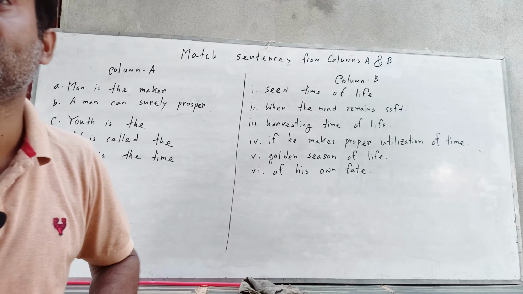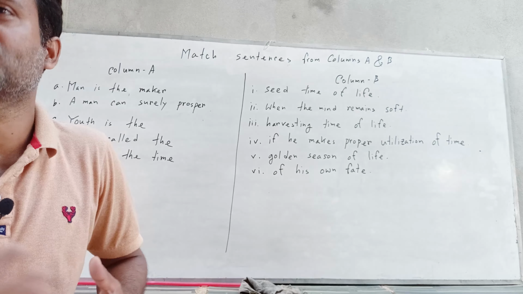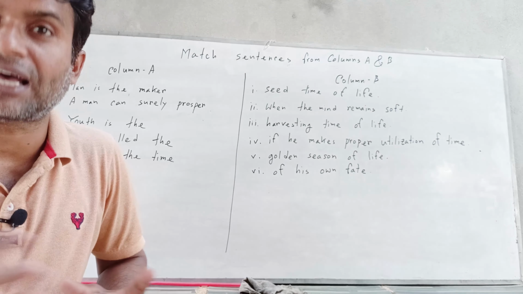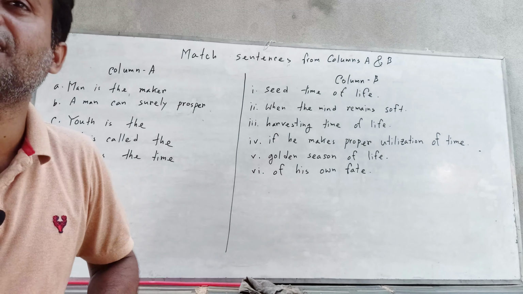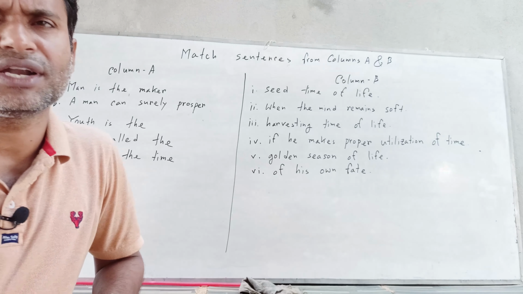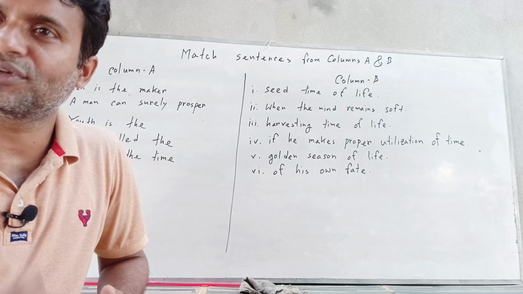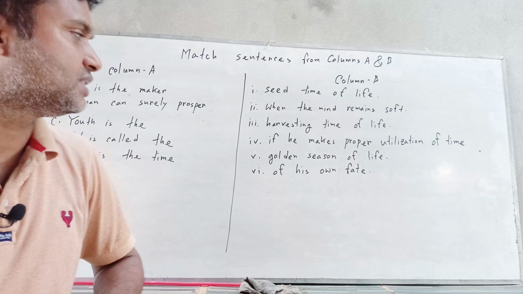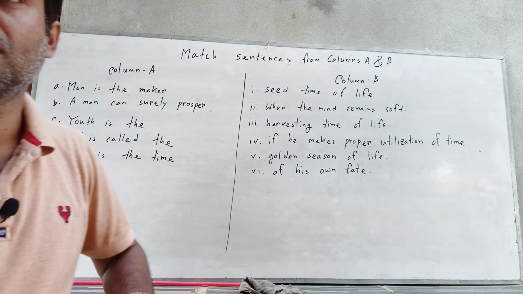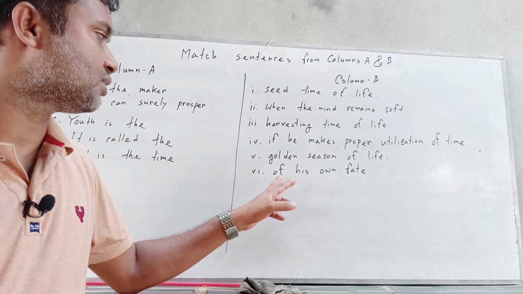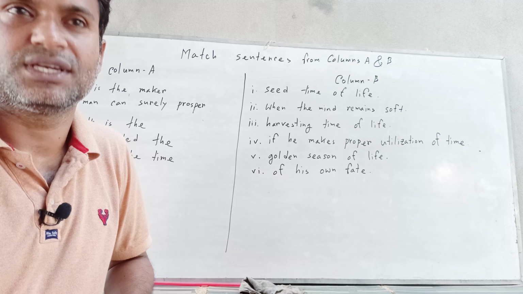So what is golden season? Very valuable, very important and significant time. So golden represents importance. Tell me: golden, importance, significant, most important. These are the synonymous words of golden here. So, golden season of life. Next one, of his own fate. Own, what's the meaning of own? Okay, fate.